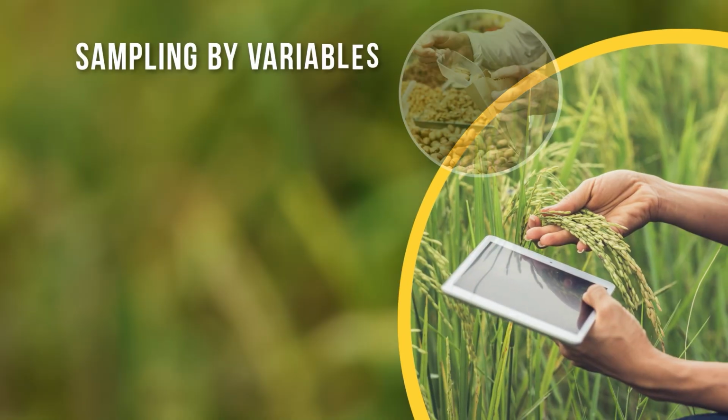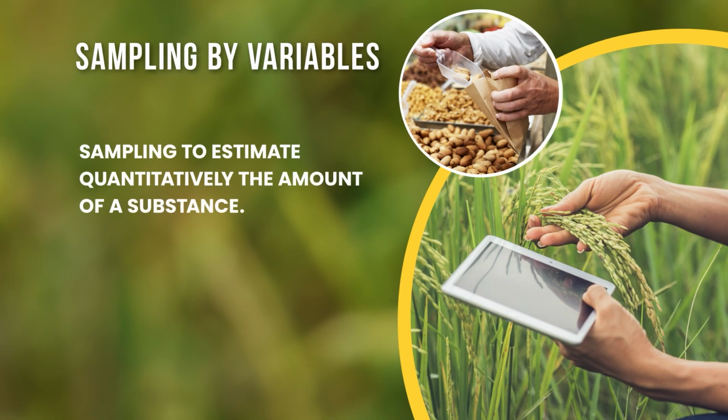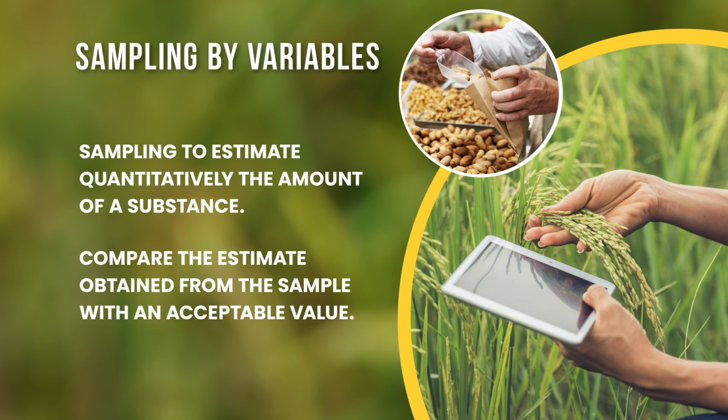So this is sampling to estimate quantitatively the amount of a substance, as I told you, arsenic in water, but not like melamine in milk. Suppose we have said 0, or some microbes are not supposed to be present, then it is not variable sampling, it has to be attribute sampling. So compare the estimate obtained from the sample with an acceptable value. If it is within the limits, then pass the sample. If it is failing that limit, then you fail the sample.